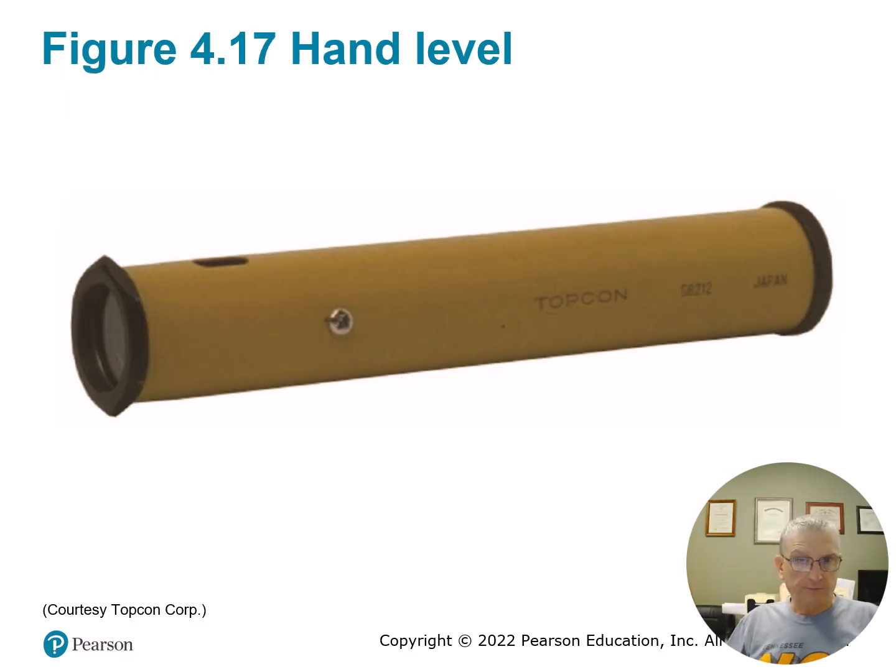A hand level, I have one. I haven't used it in years. It does the same thing. It's like 6 inches long, but it's not very accurate because it's not supported by a tripod. But they can come in real handy, especially in steep terrain, or maybe not even in steep terrain.